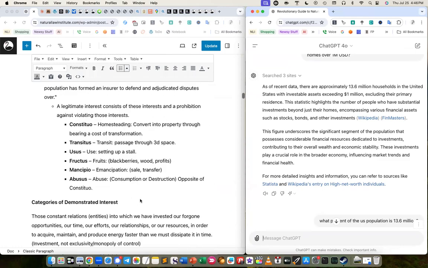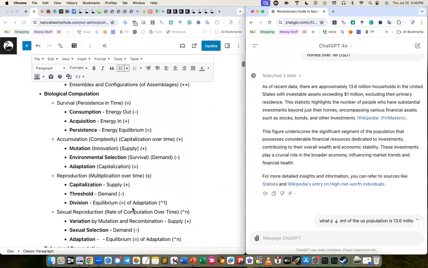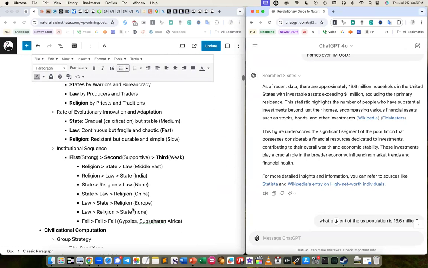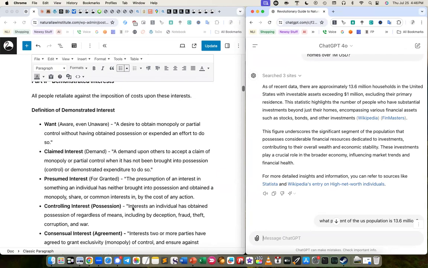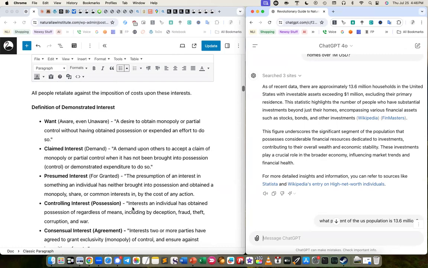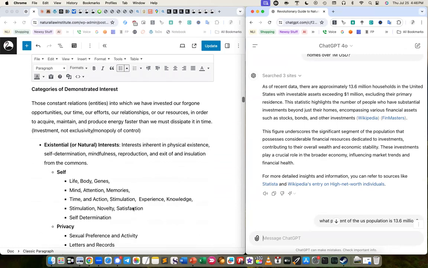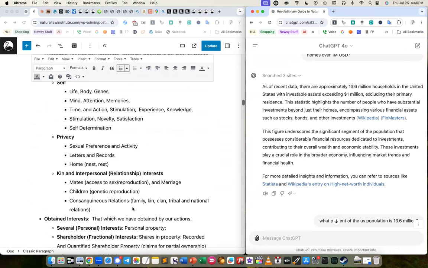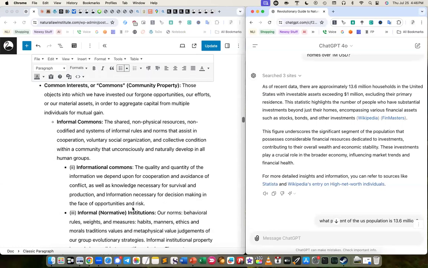As a refresher to get us back into place, we start out with the first principles: physical, biological, behavioral, organizational, civilizational computation. Then we say demonstrated interests, which is what an interest is. And then the categories of demonstrated interest that people demonstrate they will both acquire and defend.